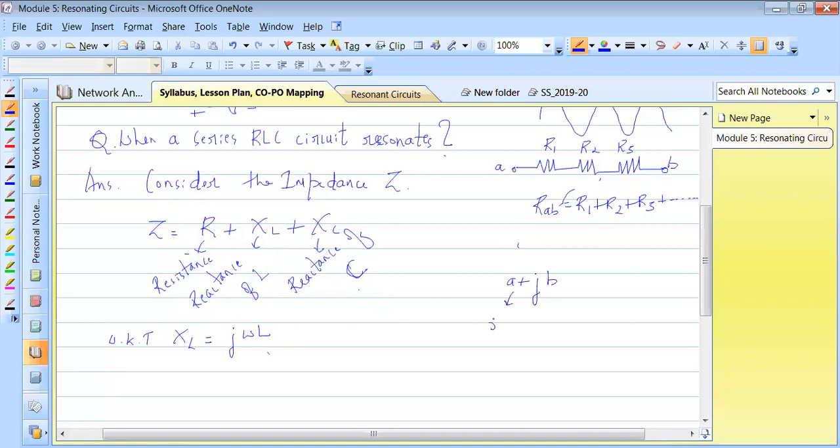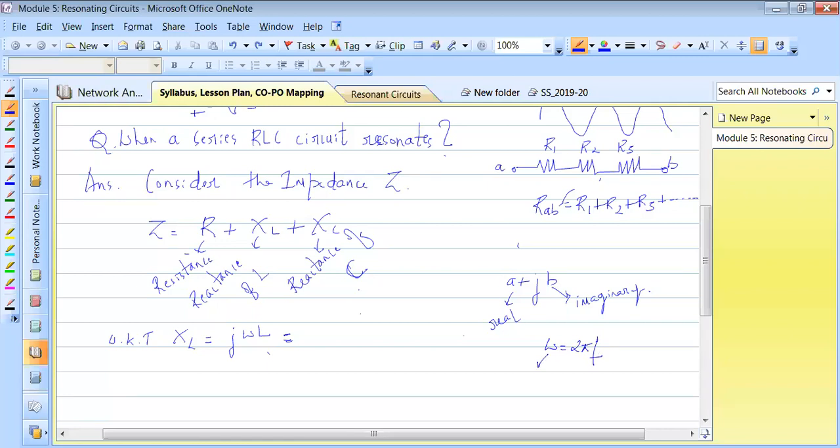This is called the real part, and this is called the imaginary part. You should understand that resistance is always real, and the reactances that we are writing are all imaginary, complex entities. That's why XL, the reactance of L, is given by j omega L. Now what is omega here? Omega is given by 2 pi f.